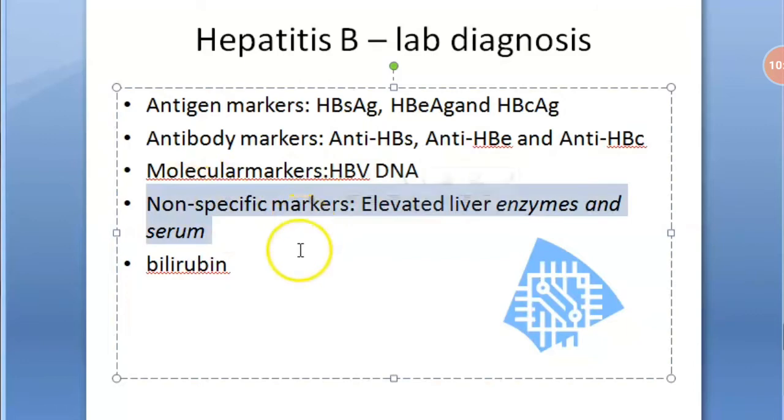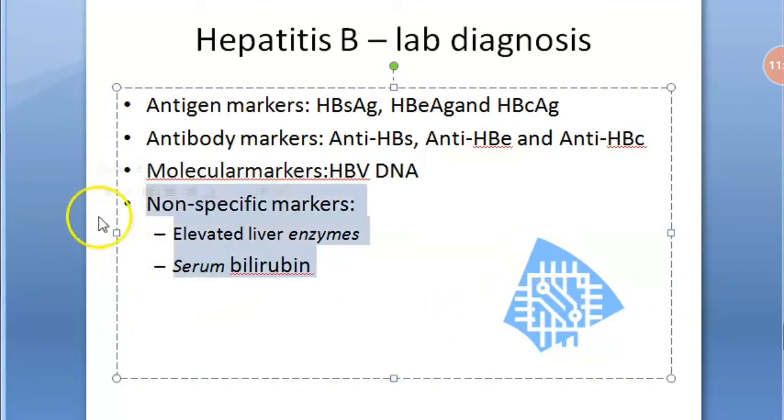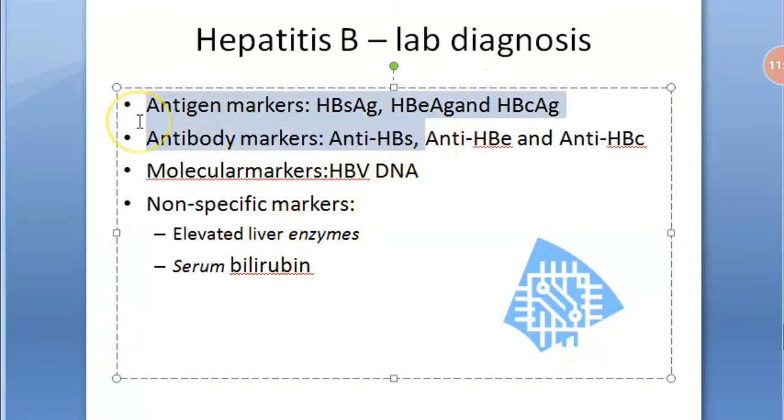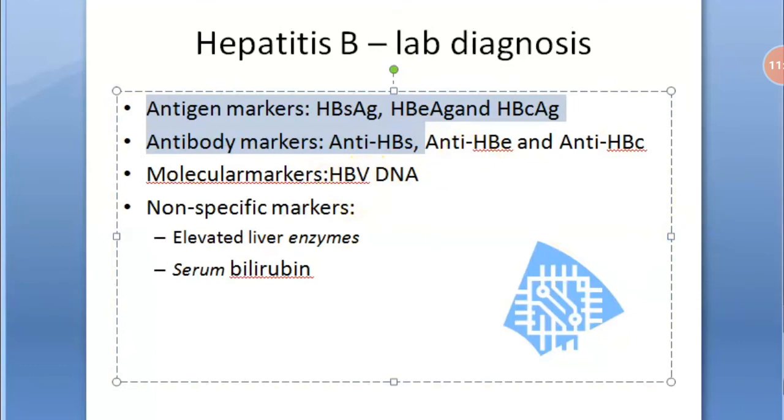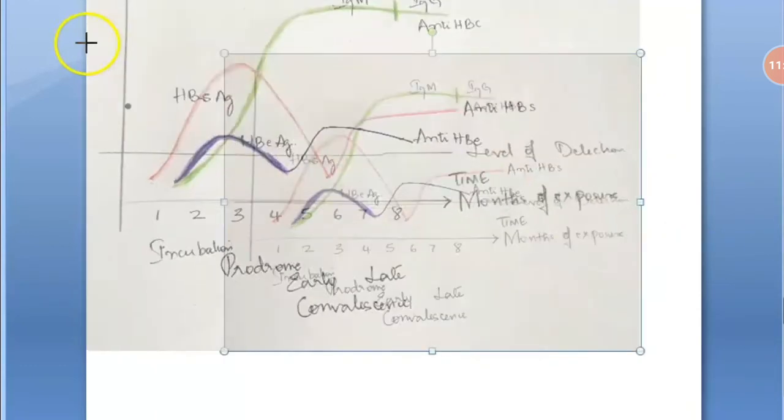Then you can see non-specific markers like elevated liver enzymes and serum bilirubin, same thing that you have seen in hepatitis A lab diagnosis, okay? Similar. Now coming to these antigen markers, look at them in detail. So how can you detect antigen or antibody? By ELISA, etc. Correct? So actually this graph is very, very important. You have to draw this in the exam. It is not at all difficult to draw this diagram.